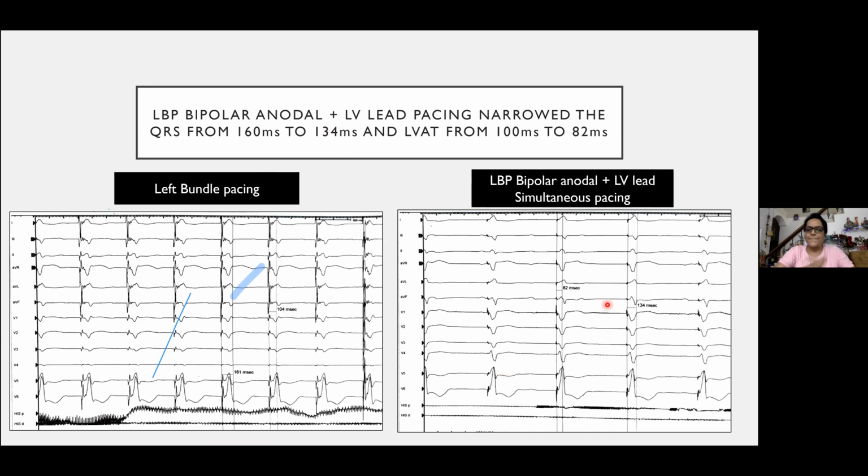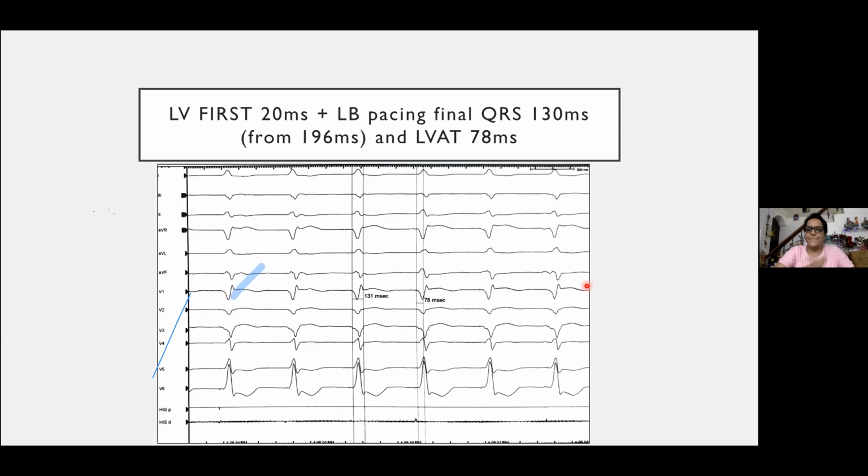So we are basically having a 3-way front. We are capturing RV, we are capturing left bundle, and we are capturing LV. And the QRS has narrowed to 130 milliseconds with an LVAT of 82 milliseconds. Now what you can do here is just get rid of the anodal capture and just do left bundle pacing with the LV first.